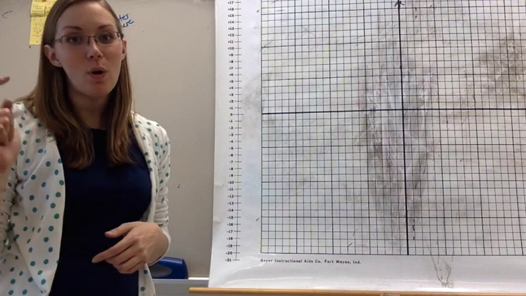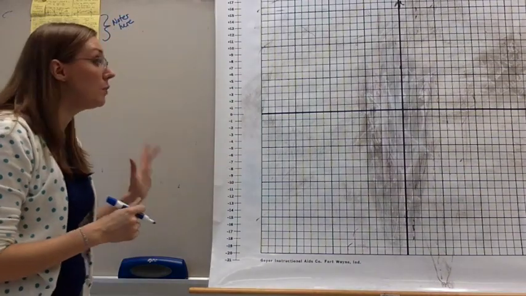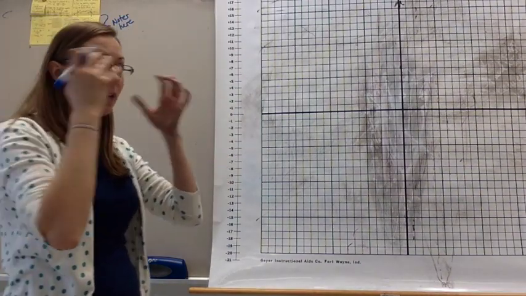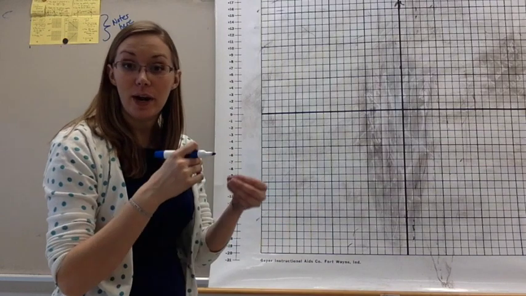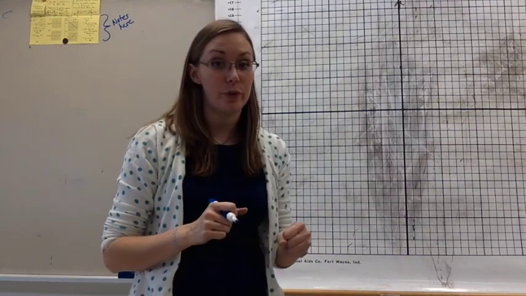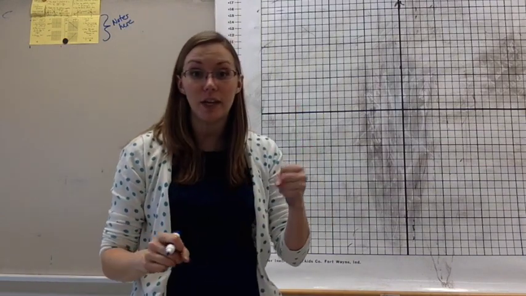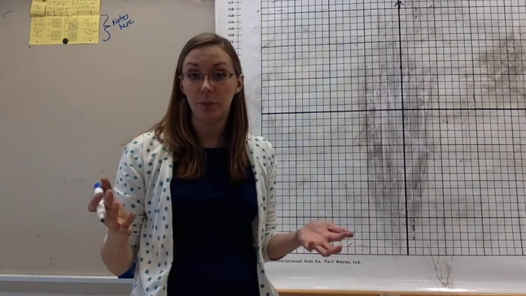Now we're going to take what we just learned, our whole idea of slope-intercept form, and take it one step further. We're going to use that equation type to help us graph. This is going to be a huge time saver. It's actually pretty awesome and it's pretty quick to do.